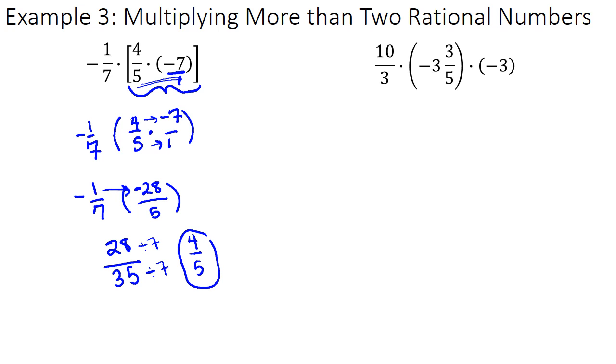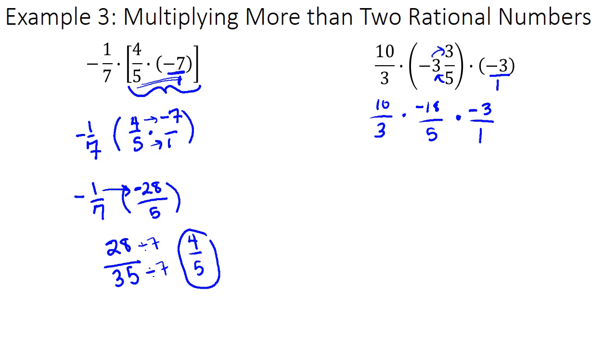Then for this second problem here, we first need to turn this into an improper fraction. So we're going to end up with 10 over 3 times by 5 times by 3 is 15, plus 3 is 18, -18 all over 5. And I'm going to times this, and again, I need to turn this into a fraction, so I'm going to put that over 1. So that's going to be -3 over 1.